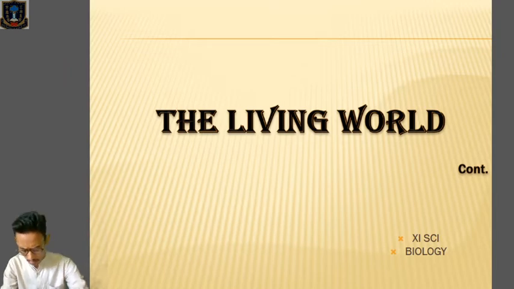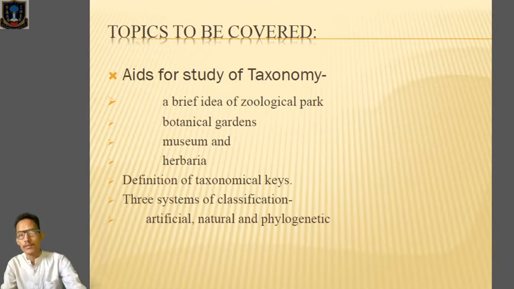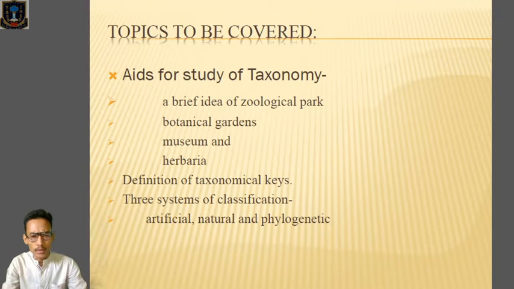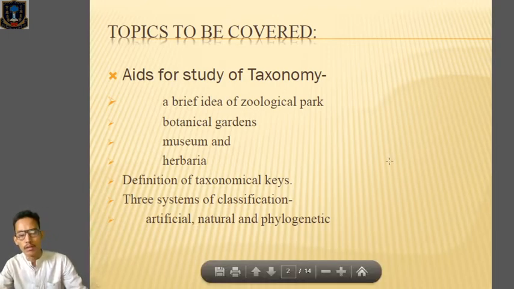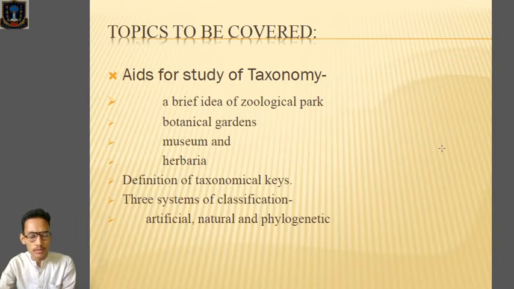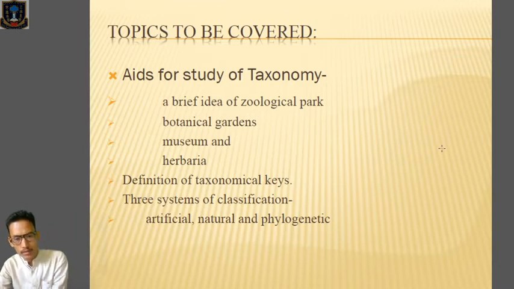Now, in today's class, we will begin with aids for study of taxonomy, or we can say tools for the study of taxonomy also. And those tools which we used for taxonomy include zoological park, botanical garden, museum, and herbaria or herbarium. And then we study about the taxonomical keys. We'll only go through the definition.